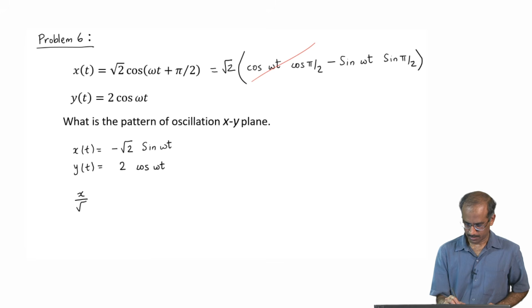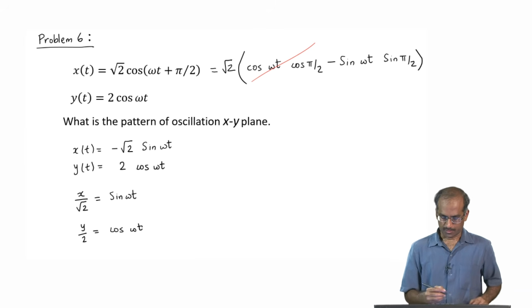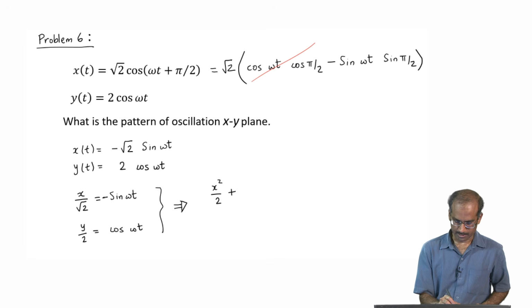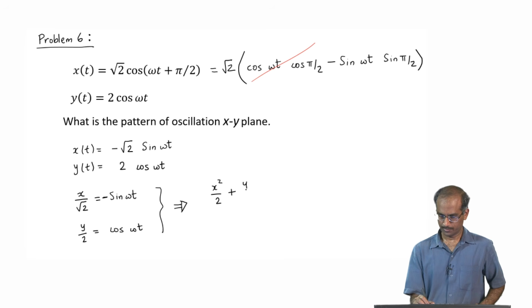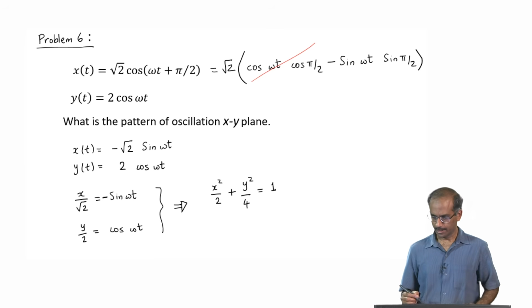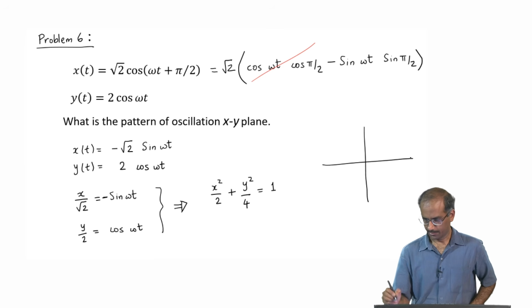X by root 2 is equal to minus sin omega t, and y by 2 is equal to cos omega t, and if I square and add, I will get x square by 2 plus, of course, I missed a minus sign here, x square by 2 plus y square by 4 is equal to 1. So, clearly this is an ellipse, as what we have got is equation of an ellipse.